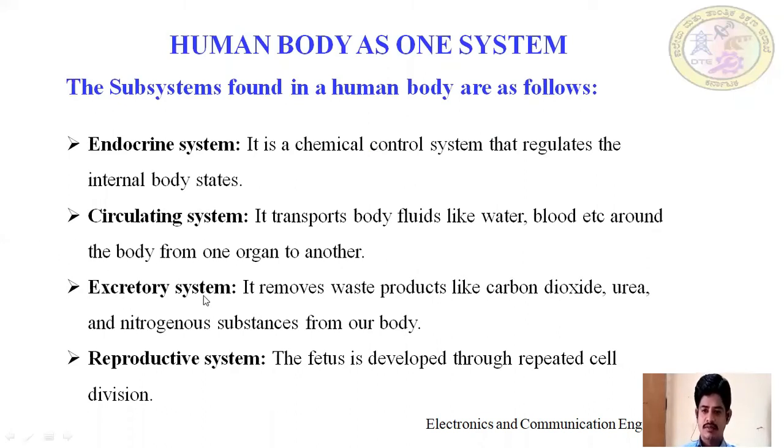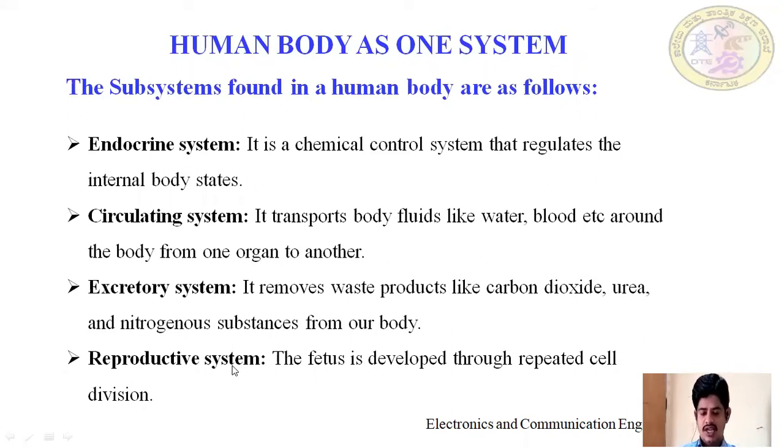Then comes the excretory system. The excretory system means the body removes waste products. Whenever we take some intake and it is digested, at the end it is collected as waste. The body has to remove it so that it maintains its healthiness. That is done by the excretory system. It removes waste products like carbon dioxide. Even exhaling air is part of the excretory system. We are removing carbon dioxide from the body, which is not required. Then urea and nitrogenous substances are also removed from our body.